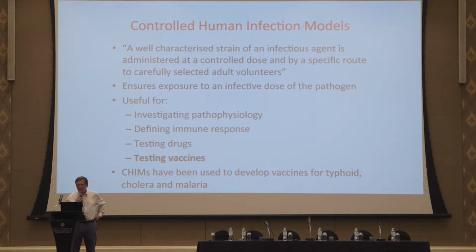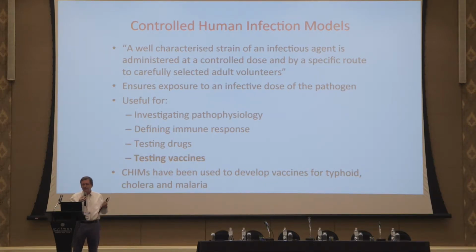A well-characterized strain of an infectious agent is administered at a controlled dose and by a specific route to carefully selected adult volunteers. That's taken from Stephen Gordon's very nice summary of a workshop held in Malawi, sponsored by the Wellcome Trust, which is published in Wellcome Open Research. If any of you want to look, it's a lovely summary.